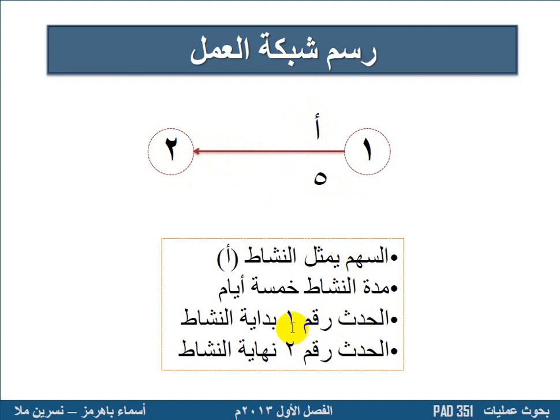Event number 1 is the beginning, or commencement, of the activity. Event number 2 is the activity accomplishment. Please focus on the steps of drawing the work network.